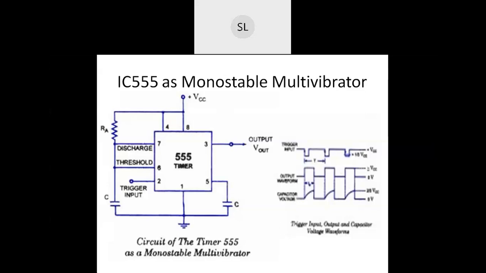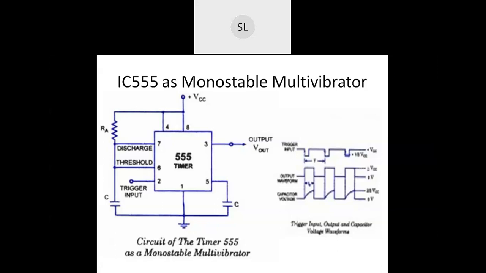Now here you can see there is only one resistor, which is connected between pin number 7 and 4. Pin number 7 and 6 have been shorted together, and the capacitor has been connected between pin number 6 and ground. Again, we are not going to use this pin number 5, so it will be bypassed to ground through a capacitor of 0.01 microfarad, and pin number 4 will not be used, therefore it has been connected to plus VCC.